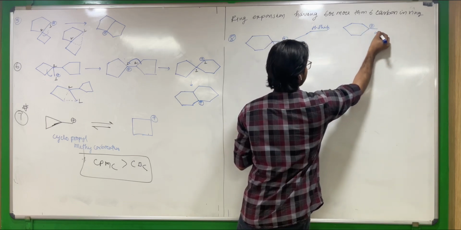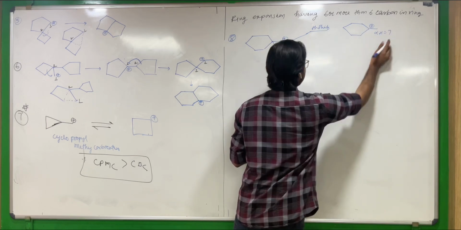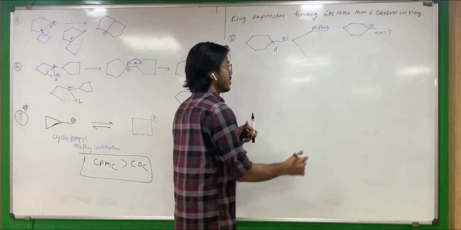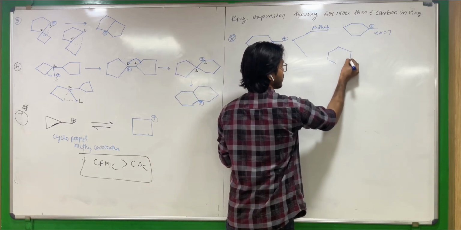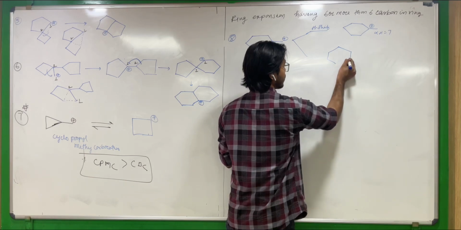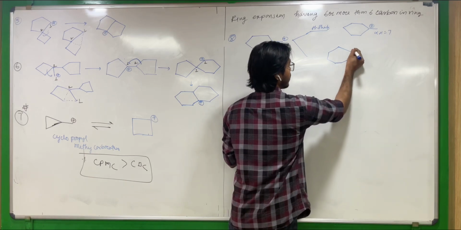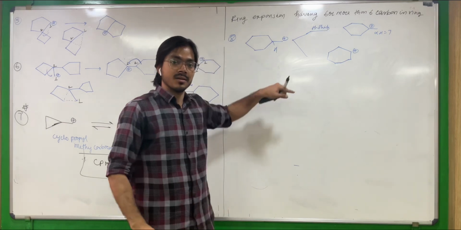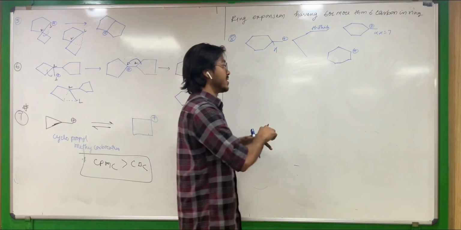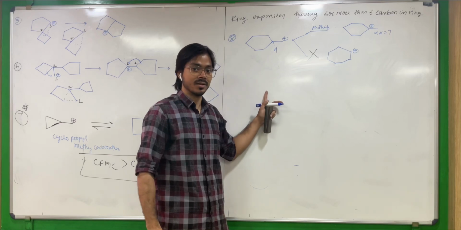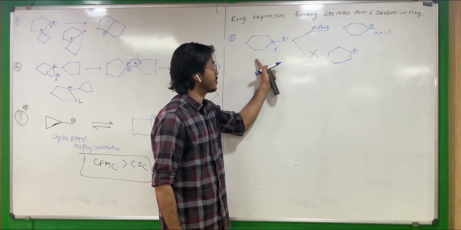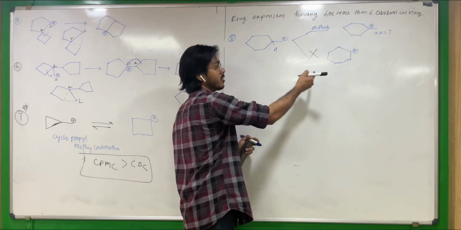In this case, alpha hydrogen is equal to 7. Now if we do the ring expansion, the product formed will be this. And we know that a 7-membered ring has more angular strain than a 6-membered ring. So this is unstable. So in the case of a 6-membered ring, this will not be the product.